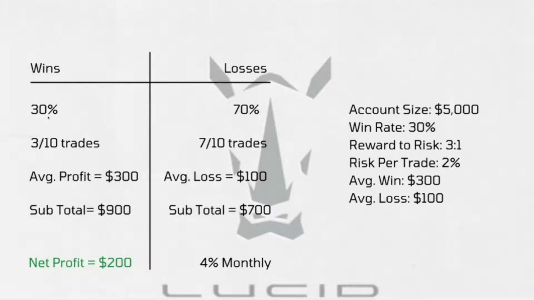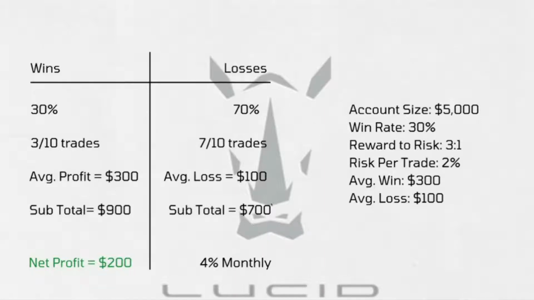And most people, even newer to trading, are probably closer to about 50-50, if not higher. So this is, again, assuming 70% of those trades are going to be losers. 7 out of the 10 are going to be losers. Average loss is $100, and the subtotal is 700. So with a significant losing record, you are still going to make $200 in a month.